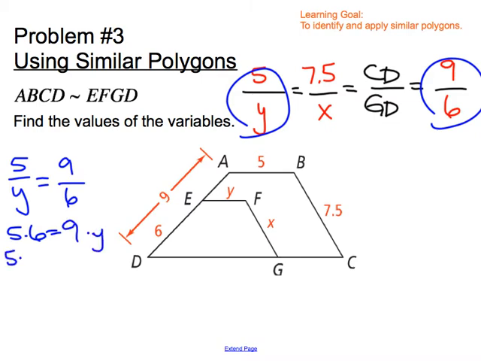5 times 6 is the same thing as 5 times 2 times 3. 9 is 3 times 3, times y. One 3 in this case cancels. Dividing both sides by 3, we get that y equals 10 over 3.